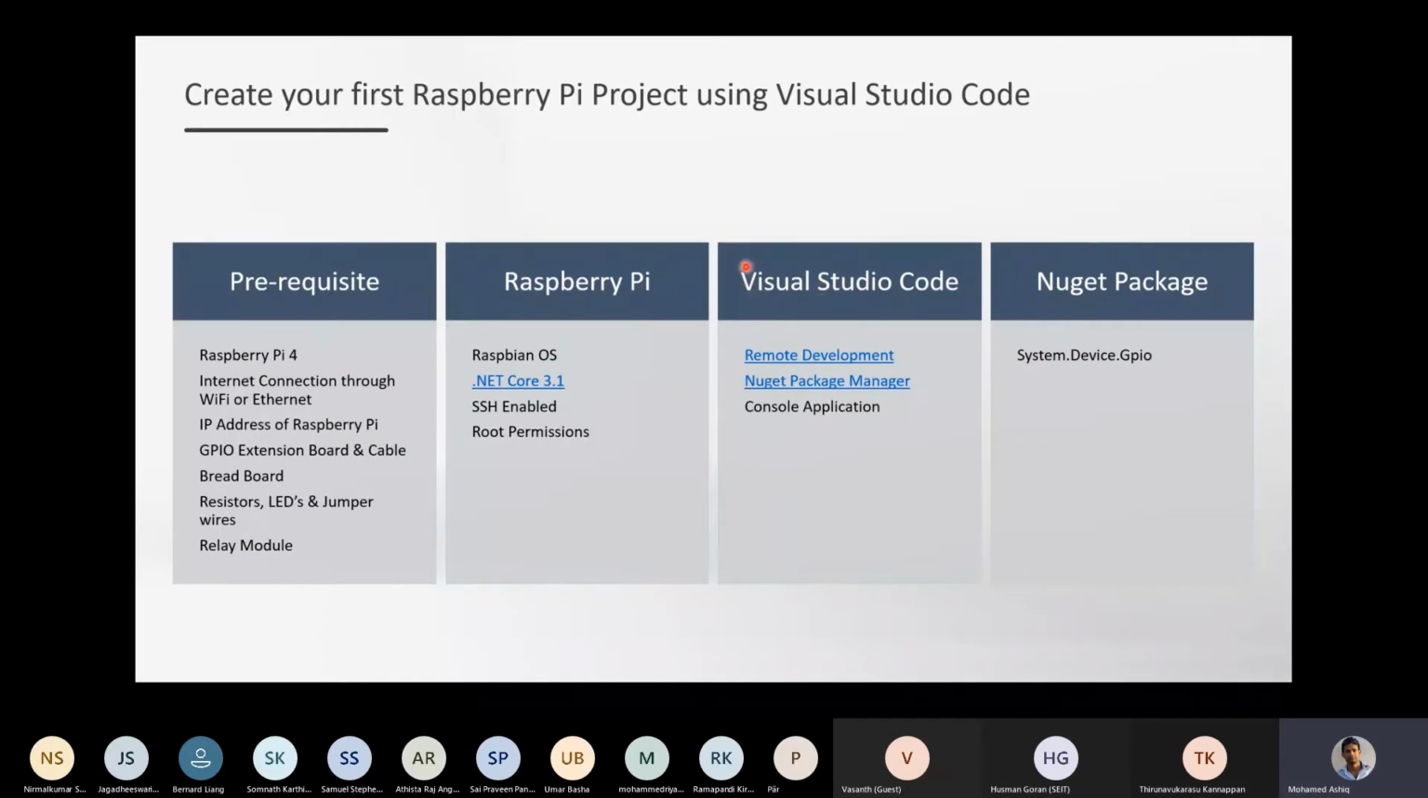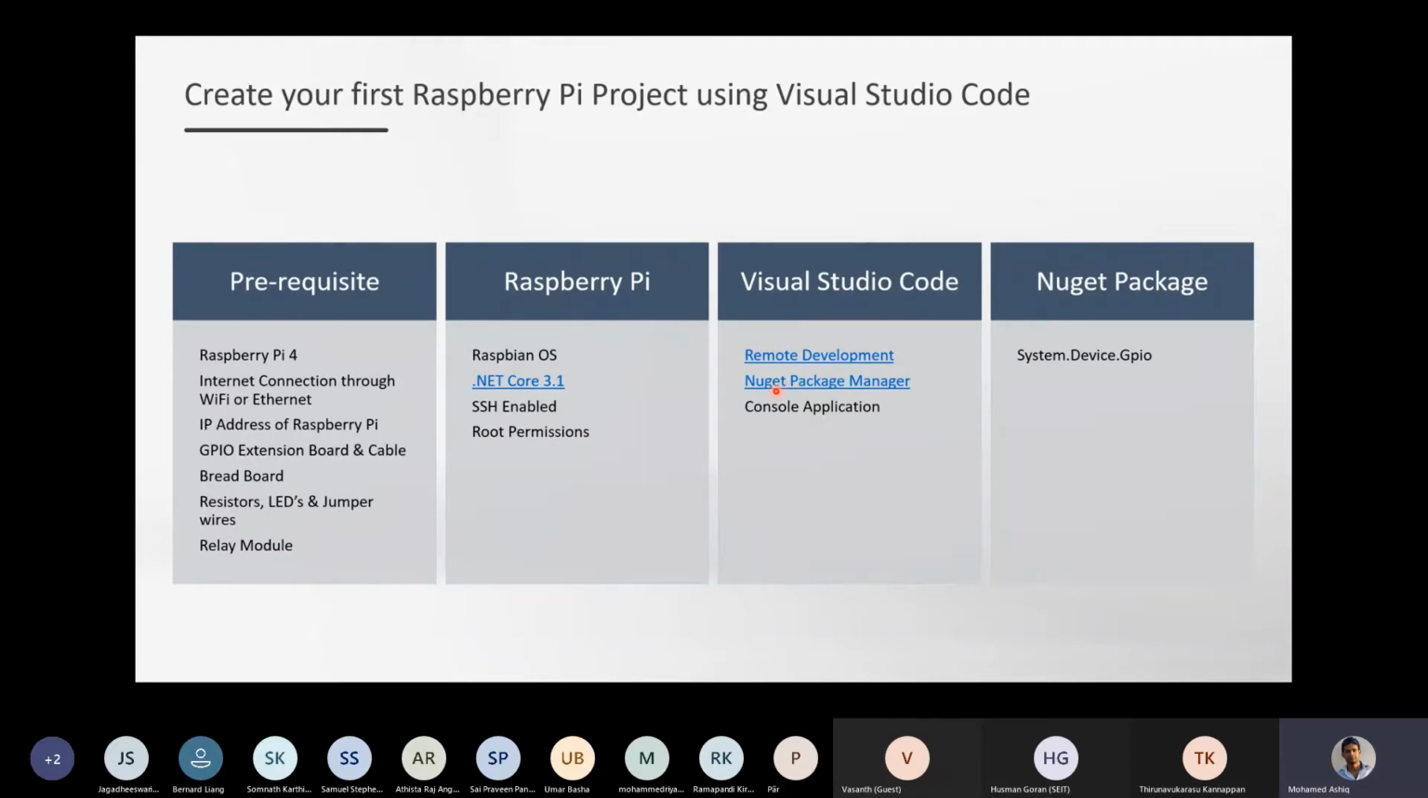And then here, coming to Visual Studio Code, you need a couple of plugins. The first one is Remote Development. It is a plugin developed by Microsoft, with which you can connect to Raspberry Pi, OS, Linux, etc. You'll be able to remotely develop applications.